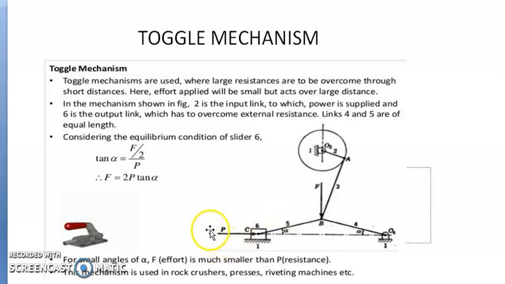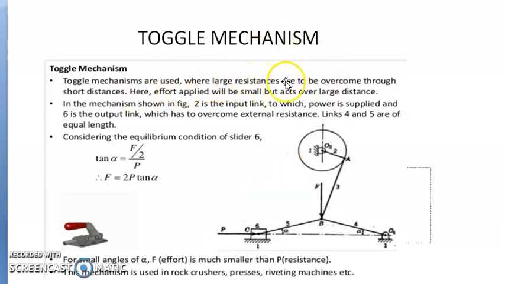Here you have the resistance. The slider is going to move in this direction, and opposing that you have the resistance P. Even when the resistance is very large, if we apply a very small force F, that will be able to overcome this large resistance. Such a mechanism is called the toggle mechanism.